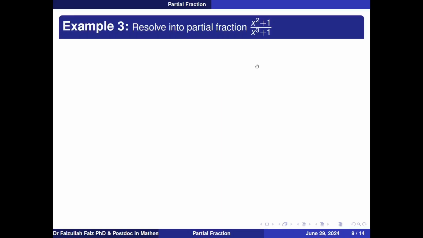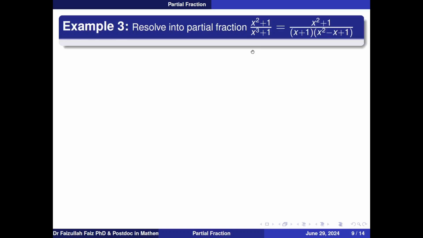In example number 3, we need to factorize the denominator. Here we use the formula a cube plus b cube, which is equal to a plus b into a square minus ab plus b square. According to that formula, x cube plus 1 is equal to x plus 1 into x square minus x plus 1.